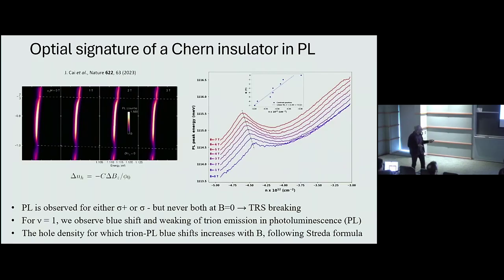So anyway, this is basically showing that even in our device, which has a 4.1 degree twist angle, which is really on the high side, we see the Chern insulator state.